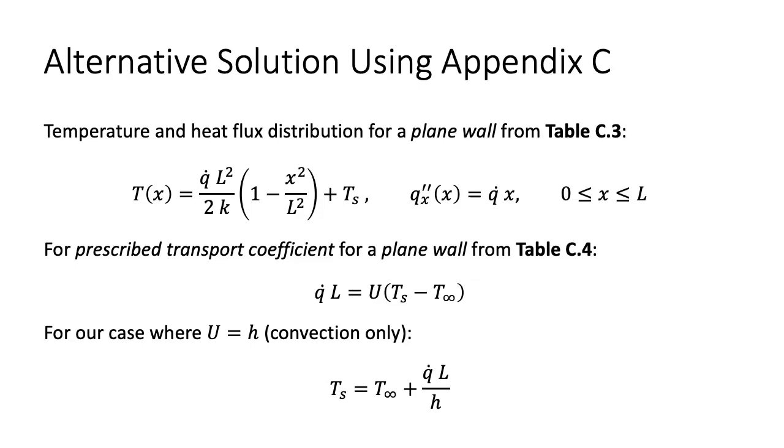Finally, note that Appendix C also has results for cylindrical and spherical geometries. When using these tables, make sure to ensure that the nomenclature, geometry, and boundary conditions in the table are consistent with the parameters for your problem.